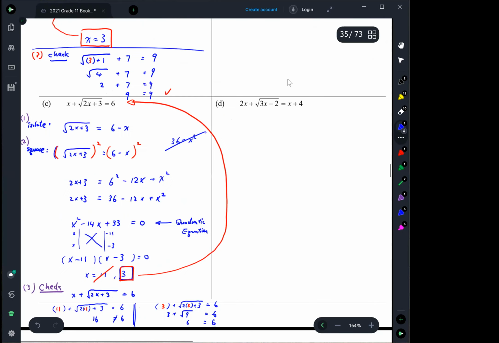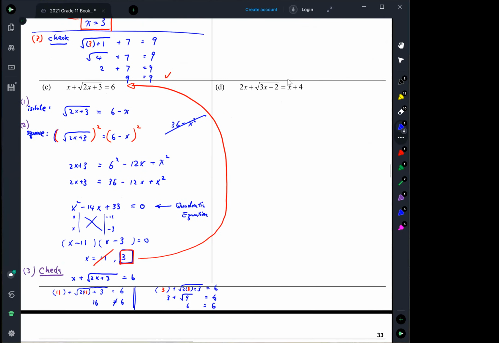You have 3 steps here. Isolate the radical. Isolate and then square both sides. When you square both sides, you need to put brackets around the whole thing. And make sure at the end you check your answer. Sometimes you need to throw away, reject, one of the answers.